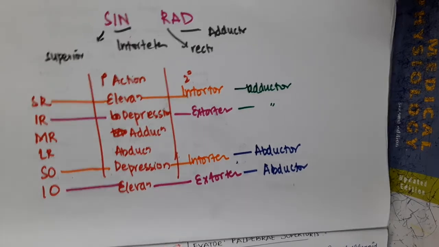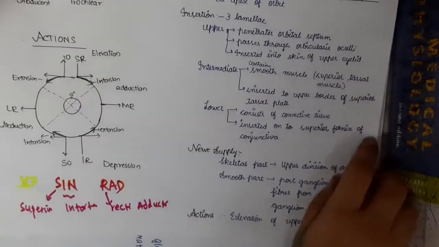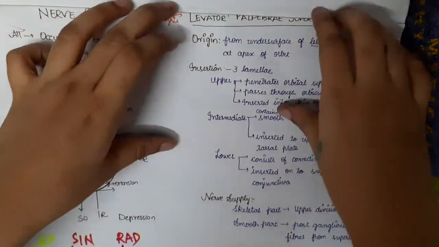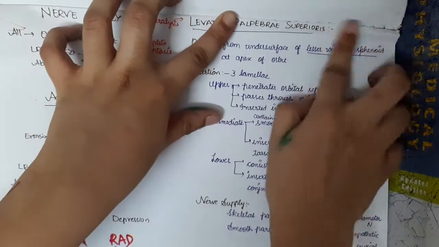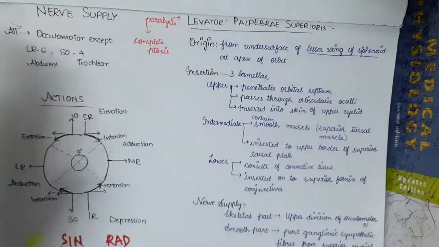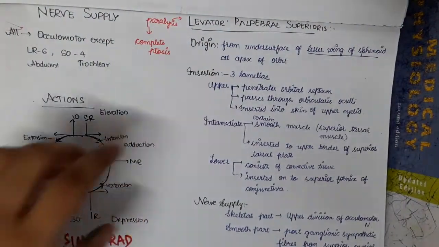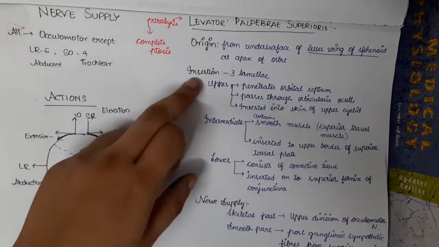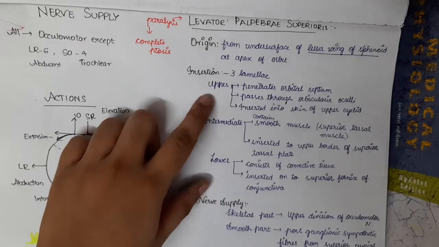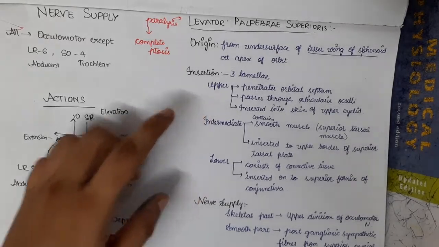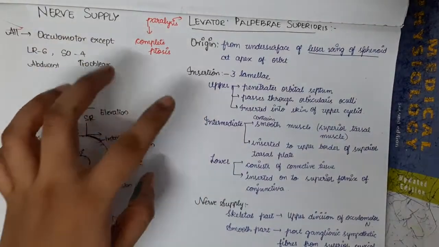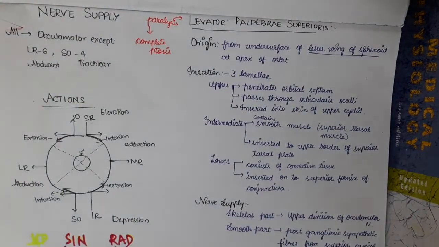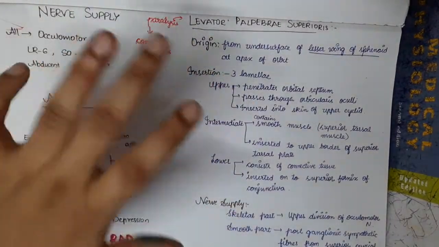Now, the next important muscle in the eye is levator palpebrae superioris. This levator palpebrae superioris originates from the lesser wing of sphenoid at the apex of the orbit, and then it has three lamellae. Upper lamella penetrates the orbital septum and passes through orbicularis oculi and is inserted in the skin of the orbit. I will just show you this in a minute.